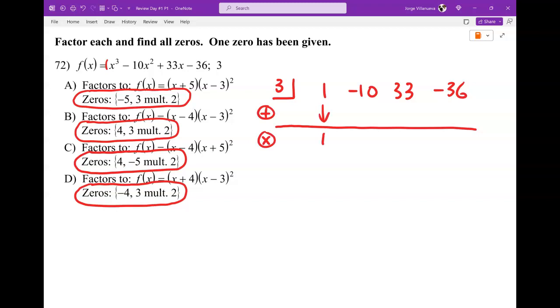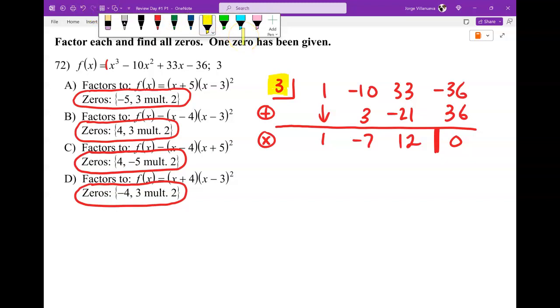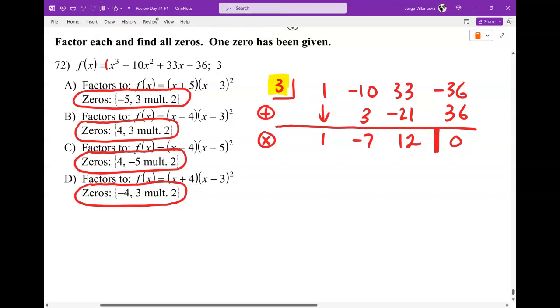So, all right, here we go. Drop the 1. 3 times 1 is 3. Add negative 10 plus 3 is negative 7. 3 times negative 7 is negative 21. 33 minus 21, that's going to be 12. And 3 times 12 is 36. And negative 36 plus 36 is 0. So it just proves that this truly is a solution right there. When they said that's an answer, I got 0. So that proves it. It really is an answer. So that's one of them, one of my answers.